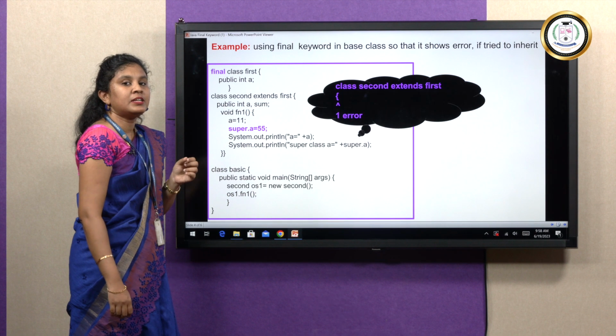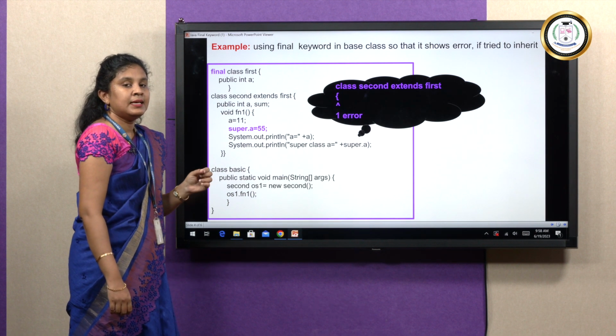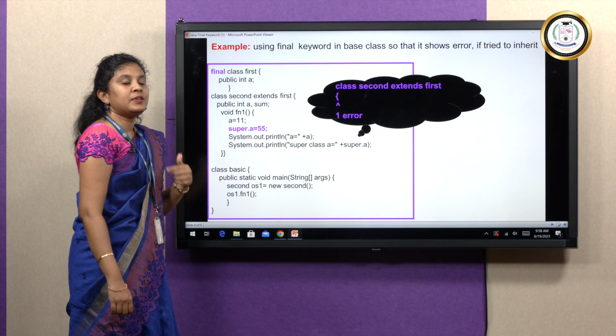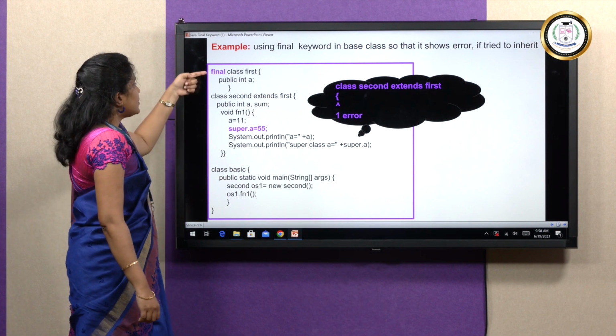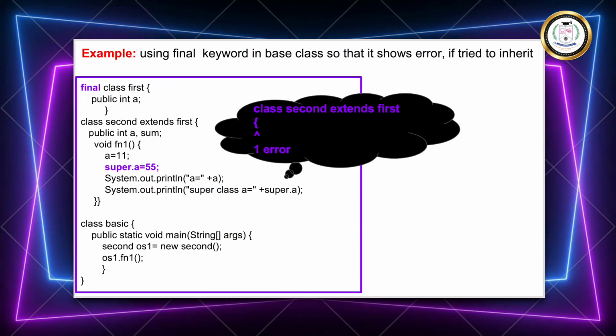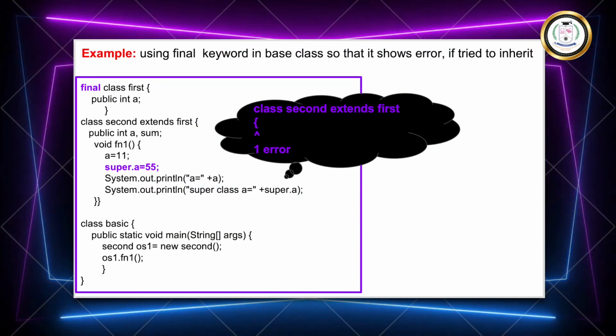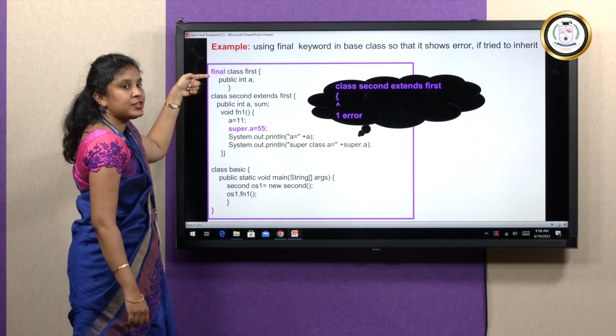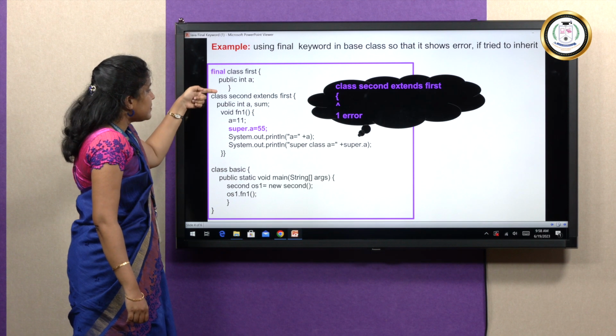Whenever a final keyword is being used in your base class and you are trying to inherit the class, it will pop up an error. So if you see here, I have started with a class. In this class, I have the class mentioned as final. I have a class named first, which is mentioned as final. This is my base class.